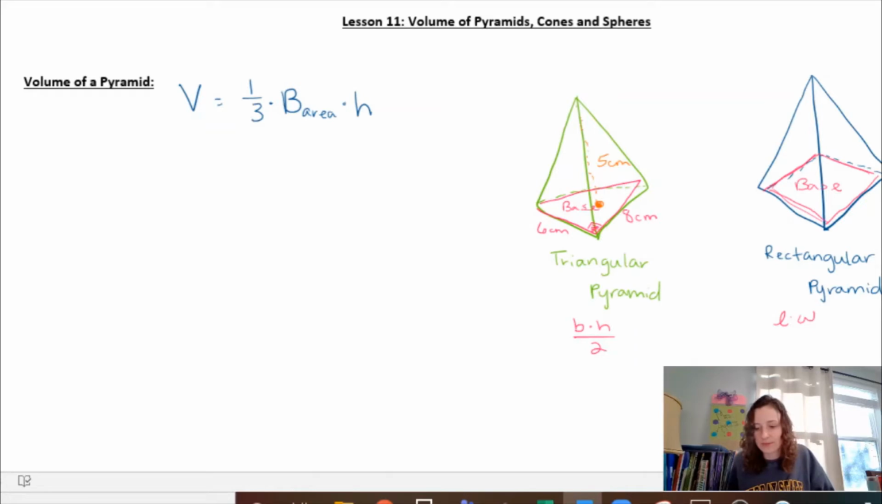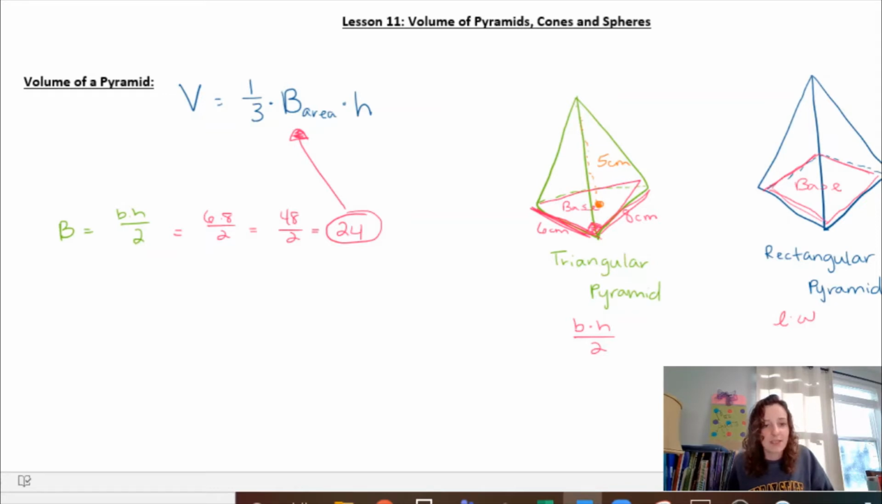First, we have to start with the base. To find the base area, I need the base of the base triangle times the height divided by 2. Remember, you're looking for the right angles with triangles to find your base and your height. So here's the right angle down at the bottom right, and extending from that right angle is 6 centimeters and 8 centimeters. So that's what we'll plug in here: 6 times 8 divided by 2. 6 times 8 is 48, divided by 2 is 24. So the base of my triangular pyramid now is 24 centimeters squared. We're going to plug that in for the base of our triangular pyramid.